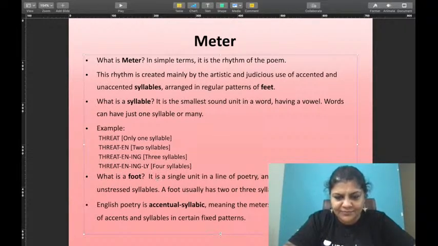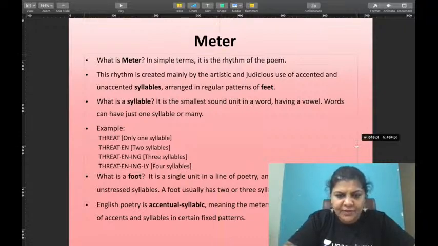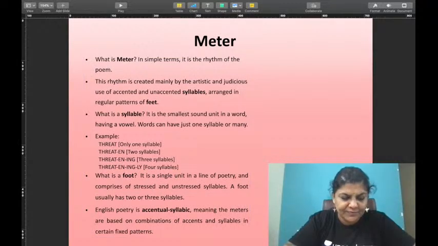What is a foot? A foot is a single unit in a line of poetry. It comprises stressed and unstressed syllables.